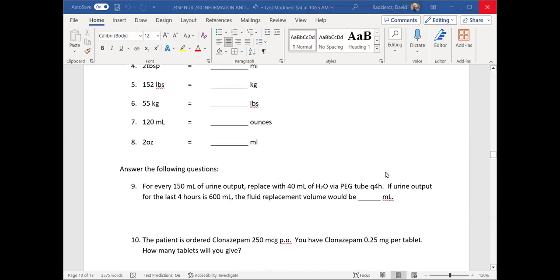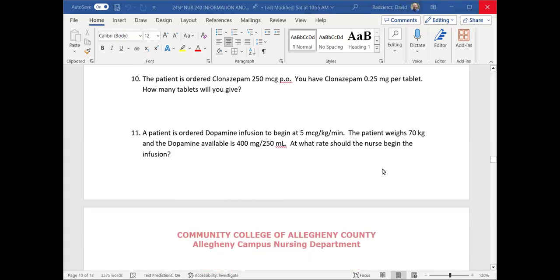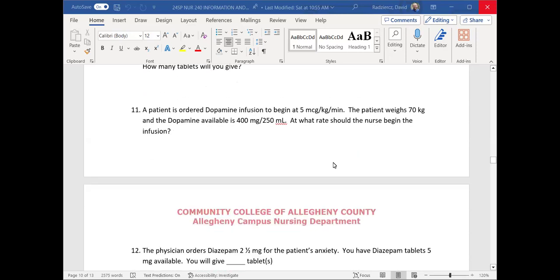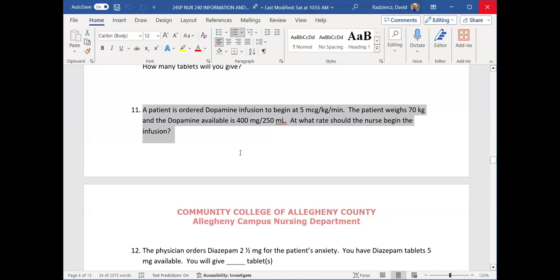All right, but let's get into some questions that I know over the years have been challenging for this class. I'll definitely say this first one here, question number 11 about the dopamine infusion. Because this is a weight-based calculation, a lot of times students get hung up on how to answer this question, but you've done a question very similar to this with the heparin protocol question. So let me show you how we would do this.